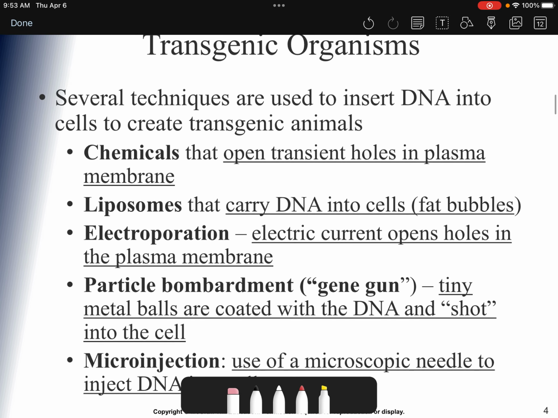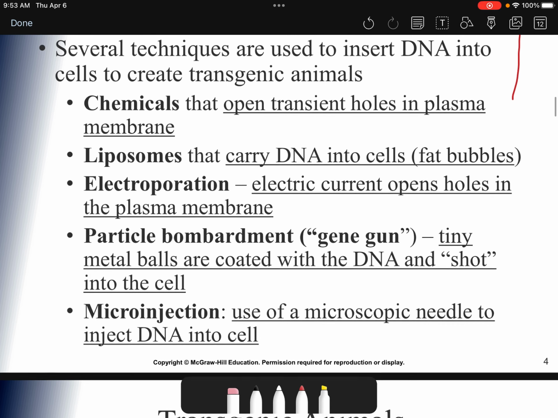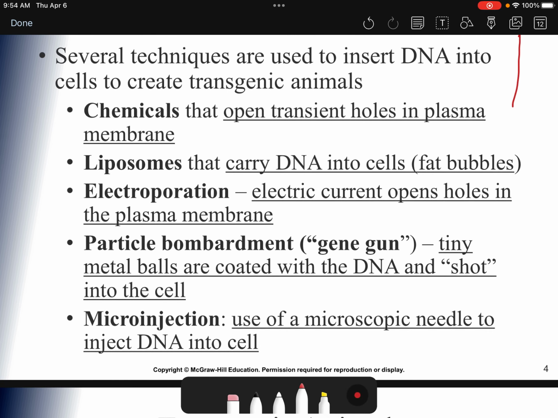Now, how do we get the DNA into that transgenic organism? These are like the 5 main ways here that you should know about. The first one is just using chemicals. What chemicals do is they open up transient holes. That just means temporary holes. So the chemical allows the pores of the plasma membrane to open up temporarily, allowing that DNA from the other organism to be inserted into the new organism, and then it seals back up again.